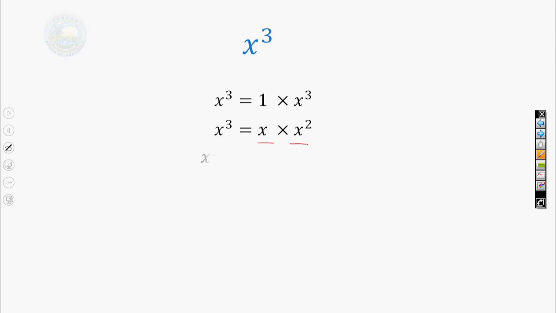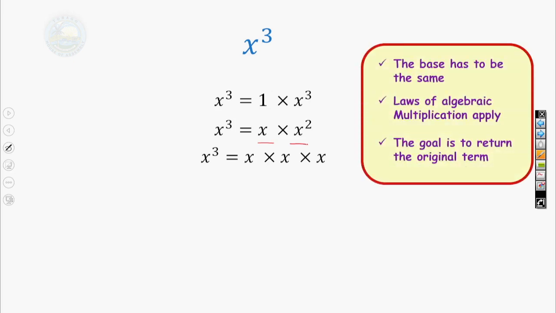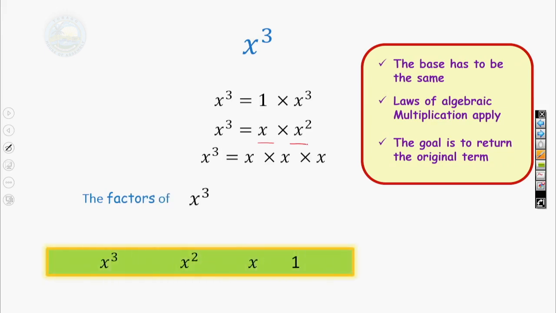So let's see again. Well, we looked at this already. X multiplied by x multiplied by x. So x cubed can be 1 times x cubed. X cubed can be x multiplied by x squared. X cubed can be x multiplied by x multiplied by x. When listing the factors, we only list them once. So, what are the factors of x cubed? The factors of x cubed are x cubed, x squared, x, and 1.